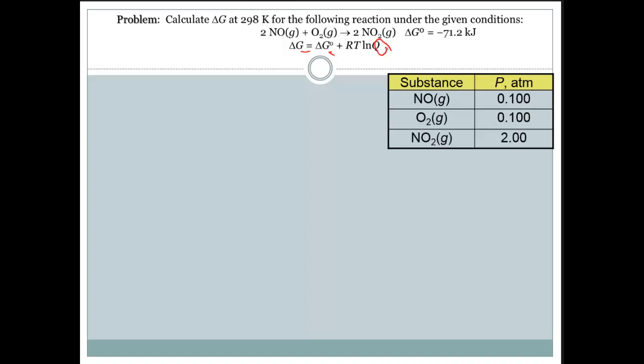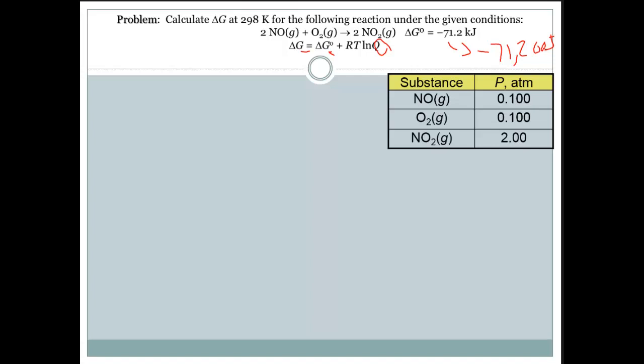Calculate delta G at 298 Kelvin for the following reaction under the given conditions. So we have delta G naught is equal to negative 71.2 kilojoules. We know that our R is in joules, so we need to convert that over. So that negative 71.2 becomes negative 71,200 joules. Alright, so we have Q. Before we get started, let's go ahead and solve for Q so that we can just plug it in.